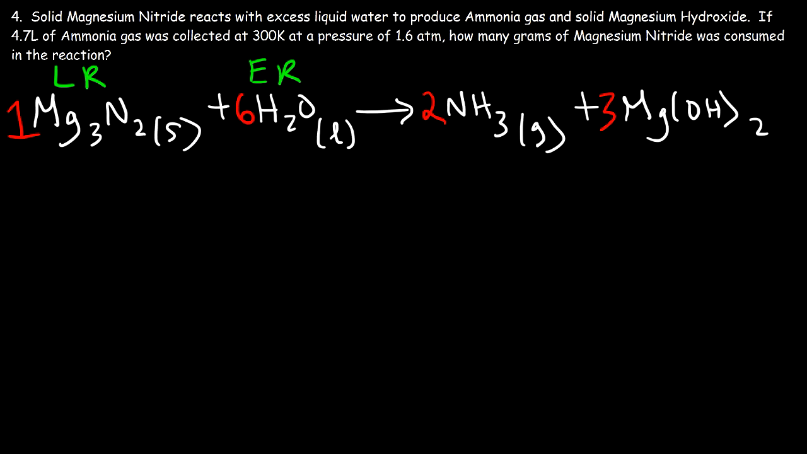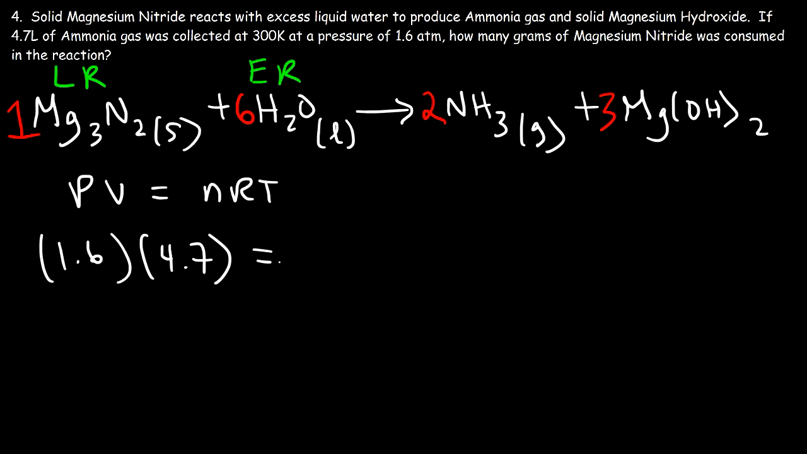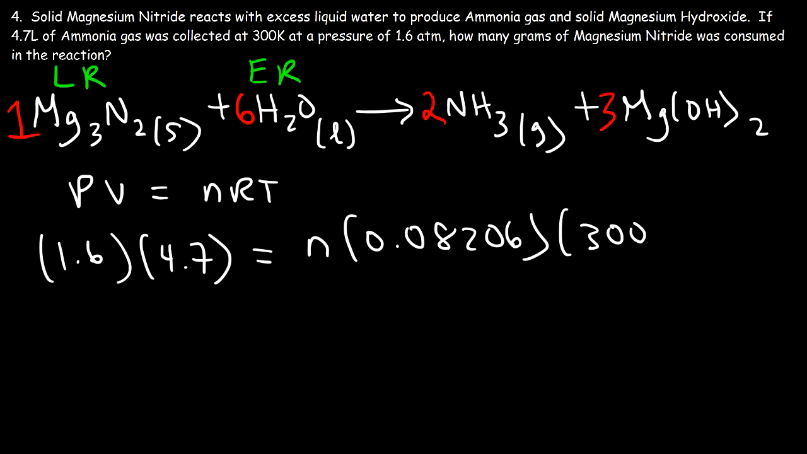So first, let's use the ideal gas law, PV equals nRT, this equation, to calculate the moles of NH3 that was produced in the reaction. If we could find that, then we could use that to calculate the grams of magnesium nitride consumed. So the pressure is 1.6 atm. The volume of ammonia is 4.7 liters. Our goal is to calculate n. R is a constant, and the temperature is 300 Kelvin.